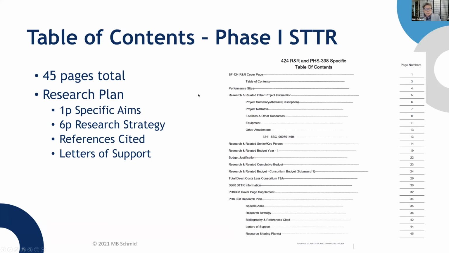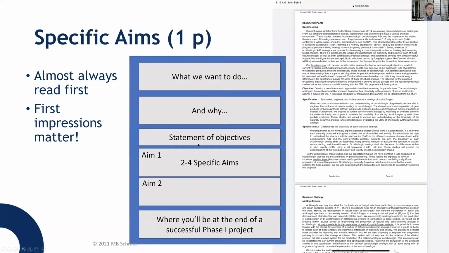All right, this 1-page specific aims I want to talk about because it is separate from the actual research strategy section, and it is almost always read first by the reviewers. And very importantly, first impressions matter in the reviewer's mind. So you set the tone for the whole proposal in this beginning section.